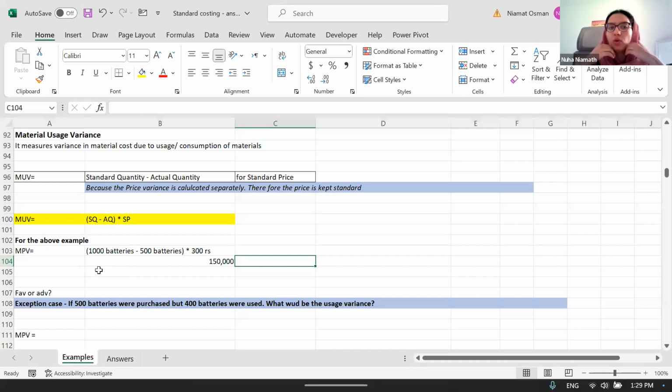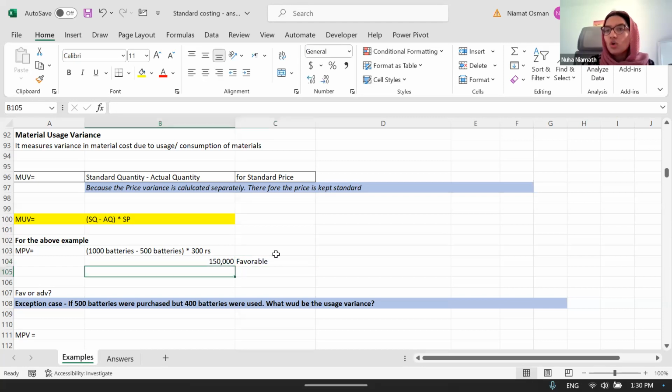What do you think? Is this favorable or unfavorable? Favorable or adverse? Favorable. Athira says favorable. How about the others? Taslima says favorable. Correct. It's favorable. The simple logic is because we have ended up using lesser batteries. So please keep logic in mind always. You should have used 1,000, but you used only 500 batteries. So very good. You have saved on the usage. So that becomes a favorable situation for you.